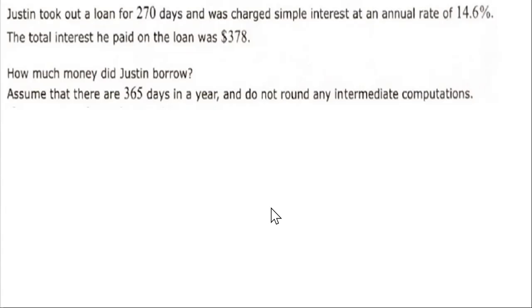Okay, so you don't want to round until the very end because the more you round at the beginning, the further you'll be from your true answer.